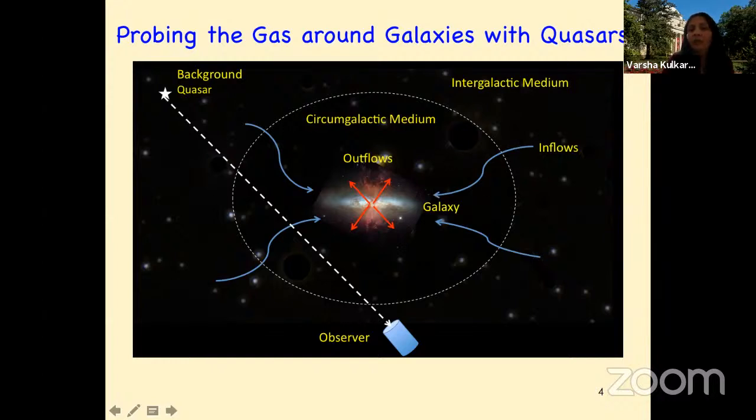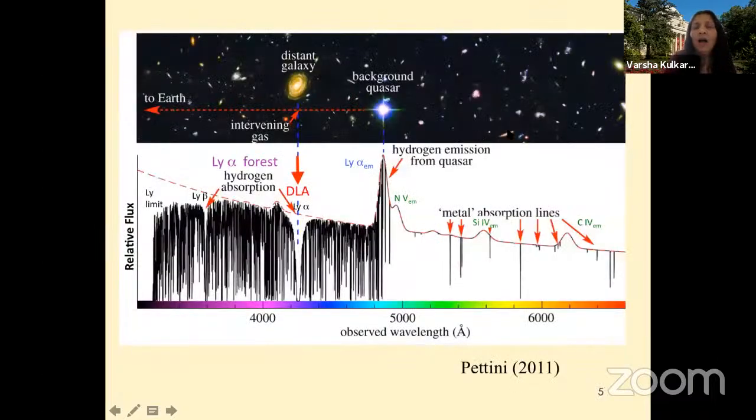And that can allow us to trace both inflows of metal-poor intergalactic gas as well as outflows of chemically enriched gas back into the IGM through the CGM. And we are all familiar with this wonderful representation of quasar absorption lines here, where you have the Lyman-alpha forest, and this is a damped Lyman-alpha absorber. Associated with that are many metal absorption lines.